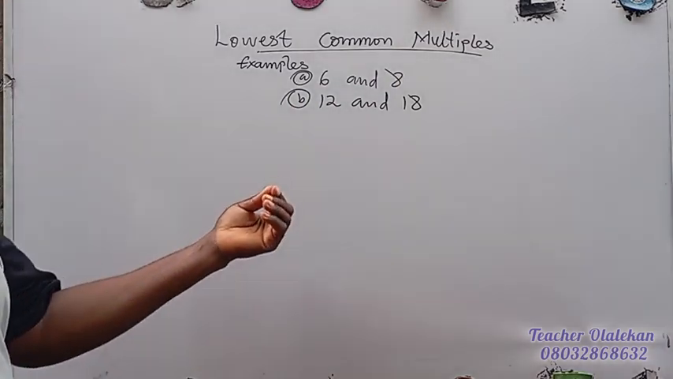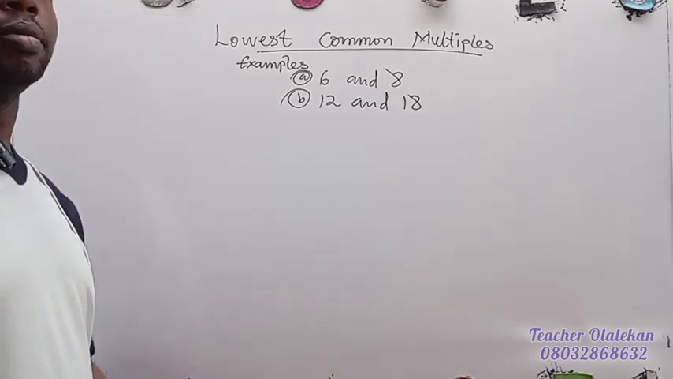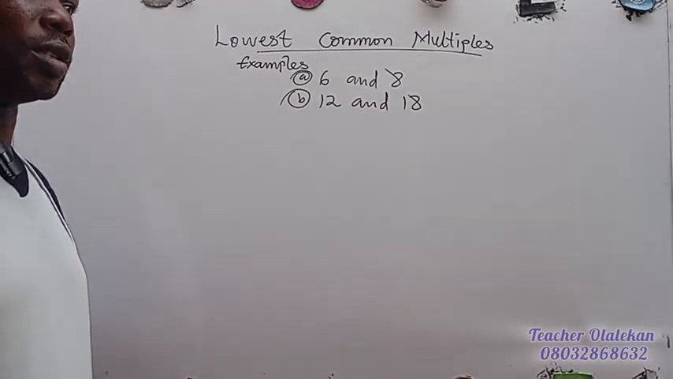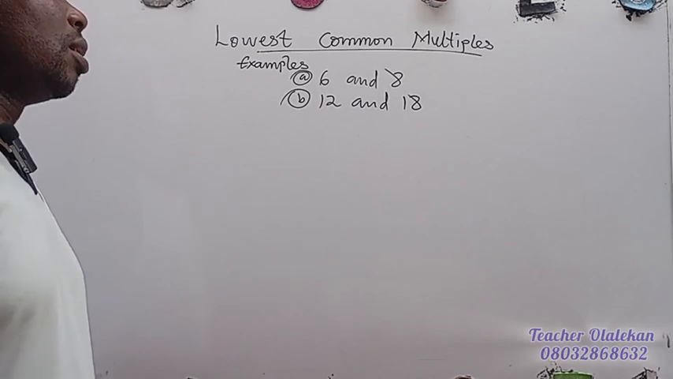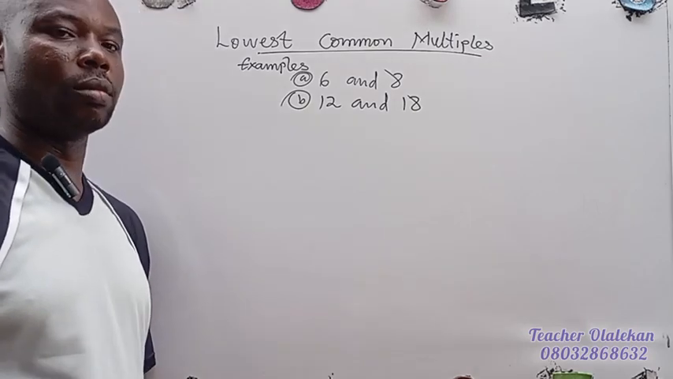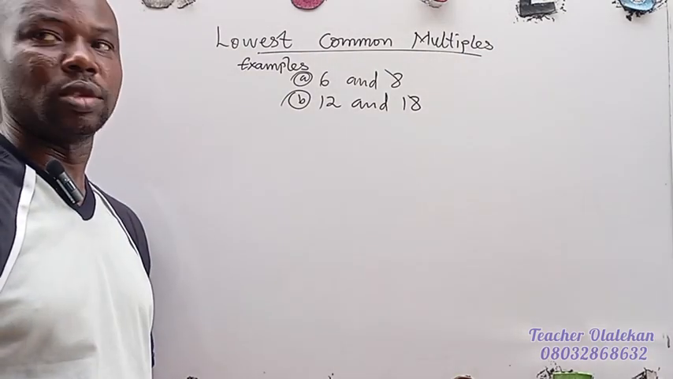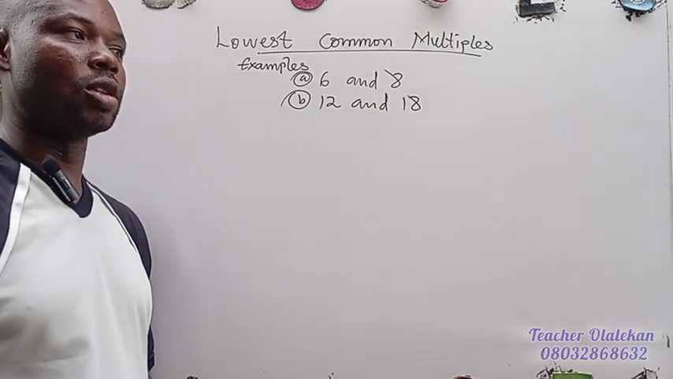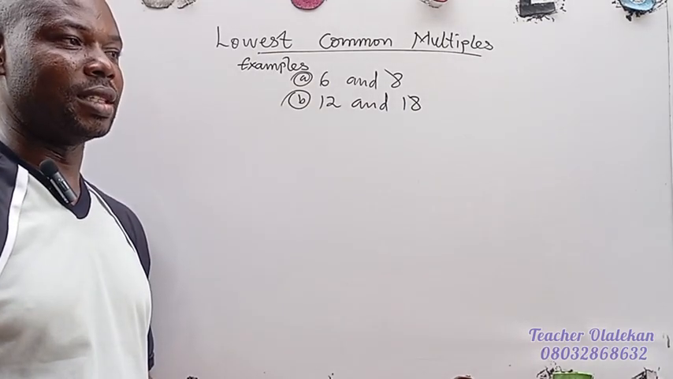So the way LCM is done with small numbers, that's the same way it is done with big numbers. But what does LCM mean? LCM means the common multiples. That is those multiples that are the same.